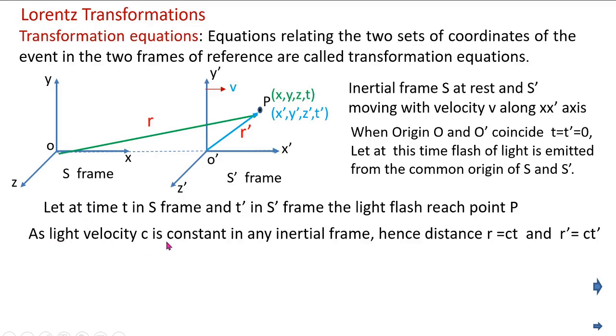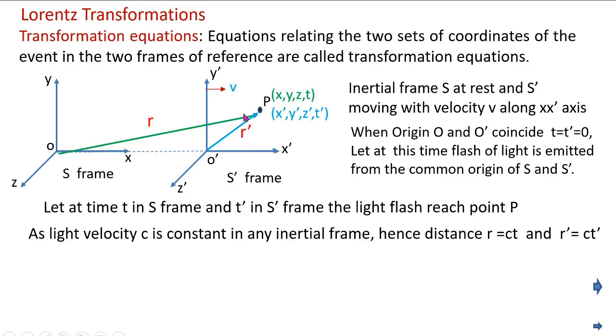As light velocity c is constant according to Einstein's special theory of relativity. In the last lecture, we have seen Einstein's postulates. According to Einstein's special theory of relativity, light velocity c is constant in any inertial frame. And here, these two frames are inertial frames. Hence, the distance r is equal to ct. The distance of point P from the origin is r, c is the velocity, and t is the time required.